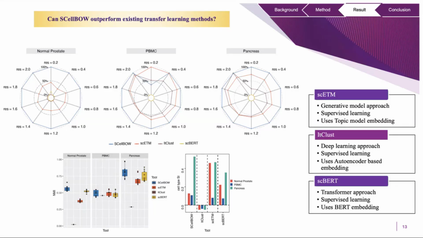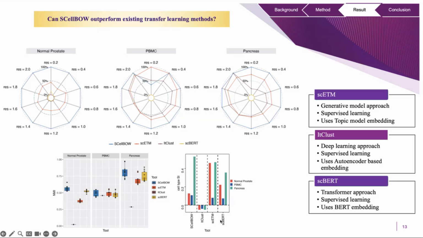So one of the advantages of using SCellBOW is that, compared to all these models, all of them need the source annotation, that is, they are completely supervised. But in the case of SCellBOW, it is unsupervised. So when we compared SCellBOW for the normal prostate, PBMC, and pancreas, we saw the same trend for ARI, that it is highest across all the resolutions. And we saw the same trend in the case of NMI as well. So this is very comparable to the accuracy. Here we were confident that SCellBOW has high accuracy.